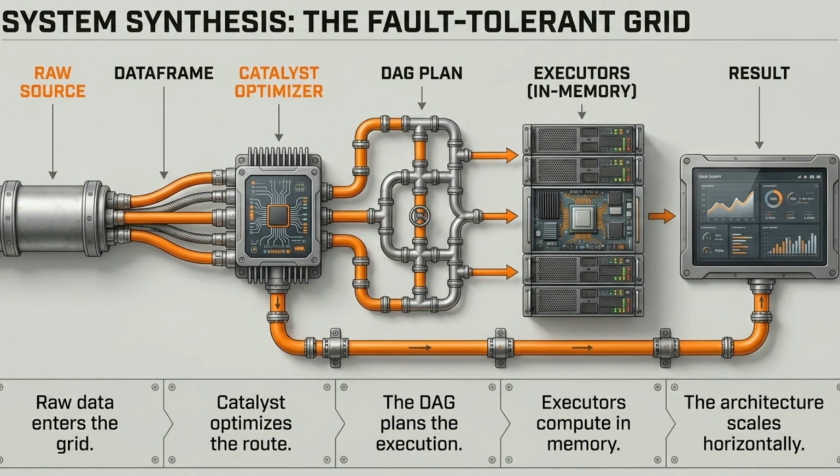In summary, raw data enters the grid, the Catalyst optimizer plans the route, and executors process data in memory. This fault-tolerant architecture allows systems to scale horizontally with ease.